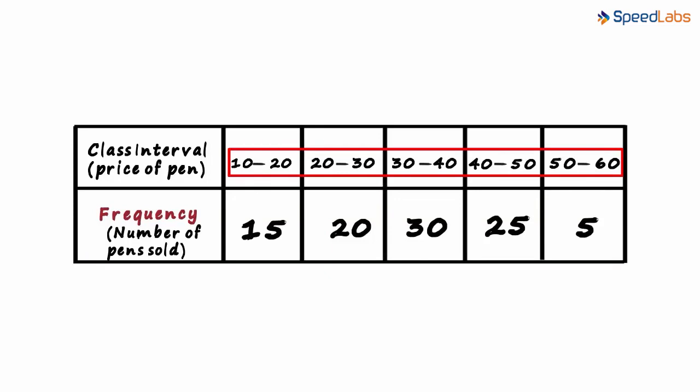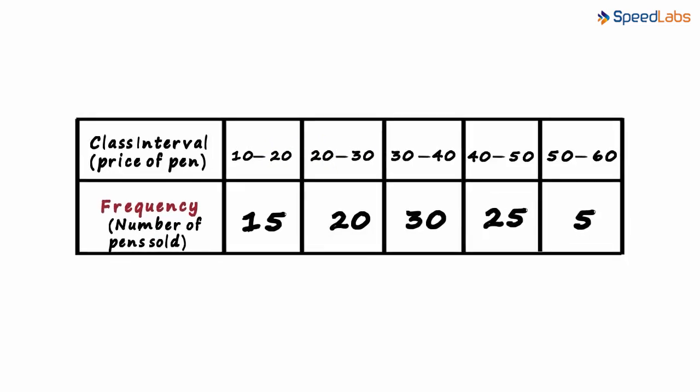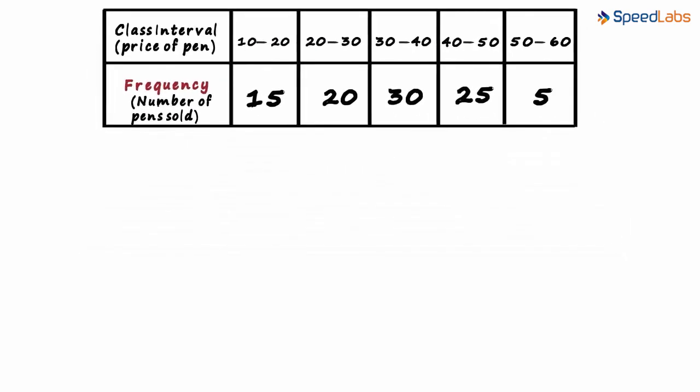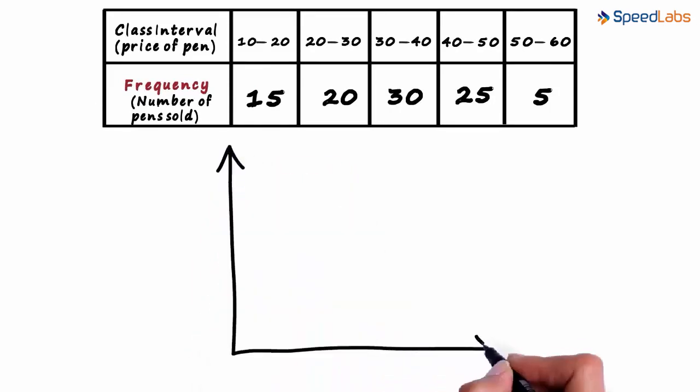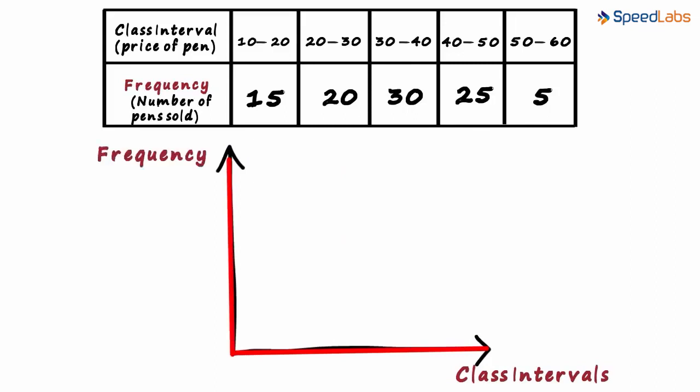And these intervals, as we can see, are continuous. The upper limit of one is the same as the lower limit of its next interval. We saw how we can draw a histogram for continuous class intervals. We have the x and the y-axis. We have the class intervals on the x-axis and the frequency on the y-axis.